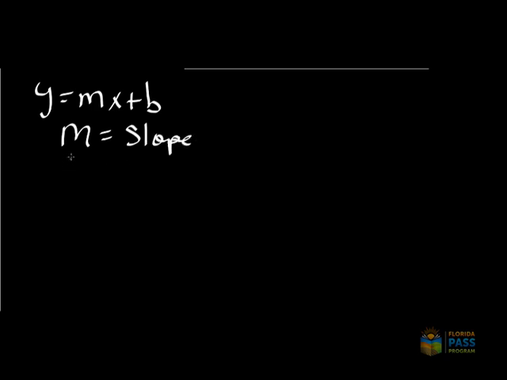What is the formula for slope-intercept form? That formula is y equals mx plus b. It's very important to know what each letter signifies. The m always represents your slope. The b always represents your y-intercept.